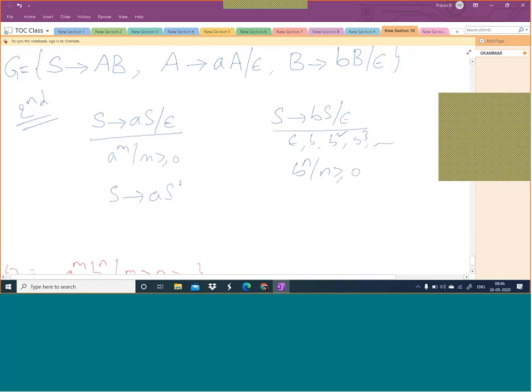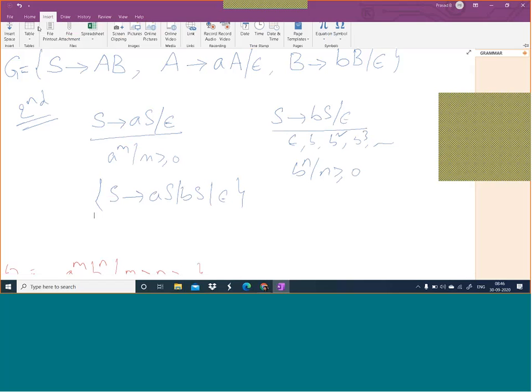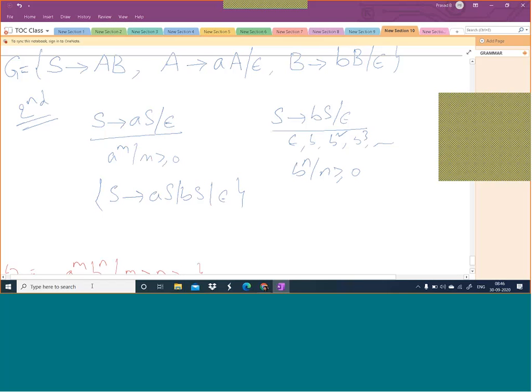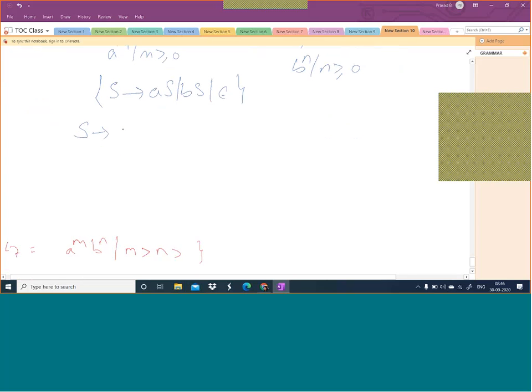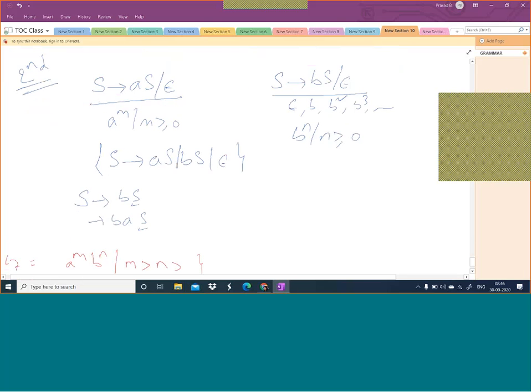S derives AS, BS and epsilon. If I write like this, it will give the valid strings as well as invalid strings. So invalid strings should not be produced. What is the problem if I write like this? You start with AS or BS. I start with BS. Then in S place I will substitute AS. In S place this time I will substitute BS. And in S place I will substitute this time AS. So it gives all the combinations of A and B.